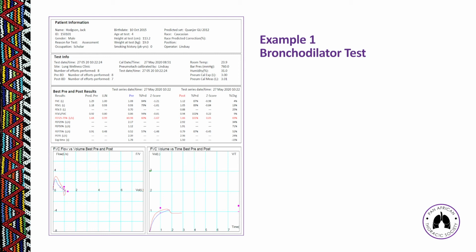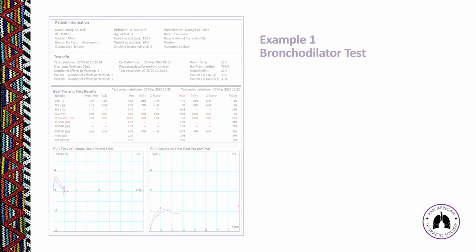Is it a complete or incomplete response? Okay, so complete reversibility is when a test that is maybe obstructive on the pre-test then becomes normal on the post-test. Now, this one has normalized. So when I look at the results, the Z-score is 0.98 for the FVC post, minus 0.84 on the FEV1 post, and 0.22 Z-scores on the FEV1 FVC ratio. So this test is completely normalized, and therefore we have a positive bronchodilator response and complete reversibility.